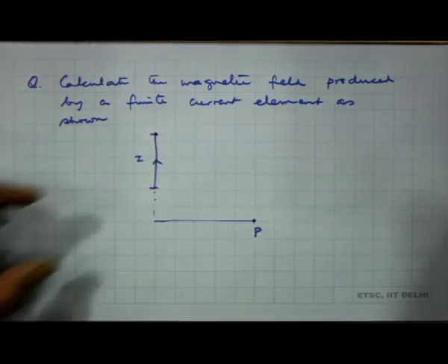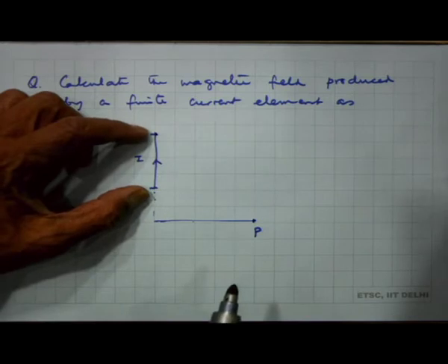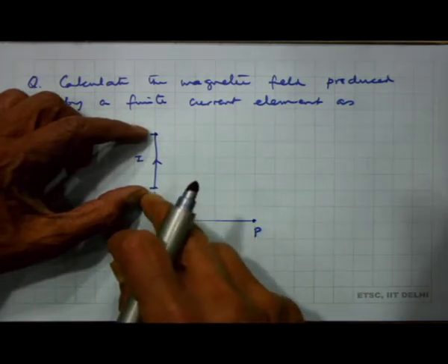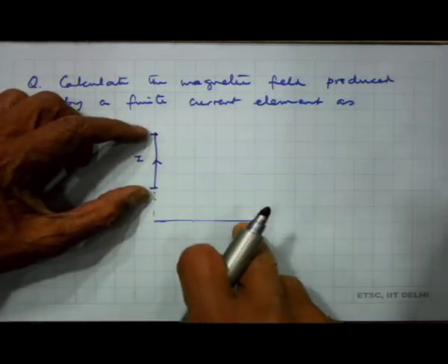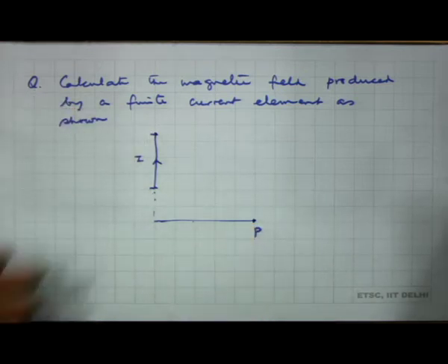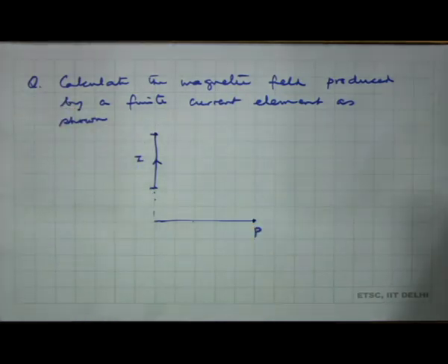So, the problem is I have now a certain current element, and I want to calculate what is the magnetic field produced by this current element at this point. Now, obviously, this current element cannot exist independently, but in many circuits you will have many straight sections, and for each section I can individually calculate the magnetic field, and from there evaluate the total magnetic field. So, I would like to evaluate this.